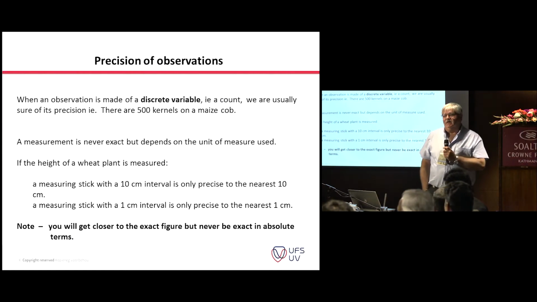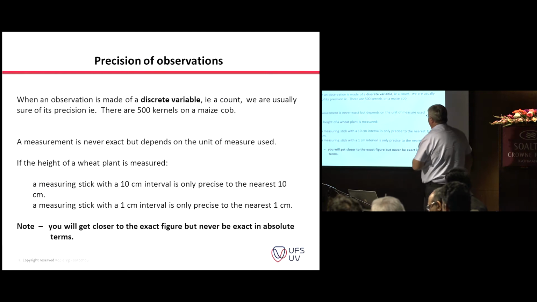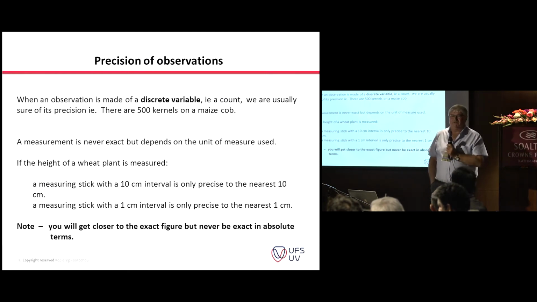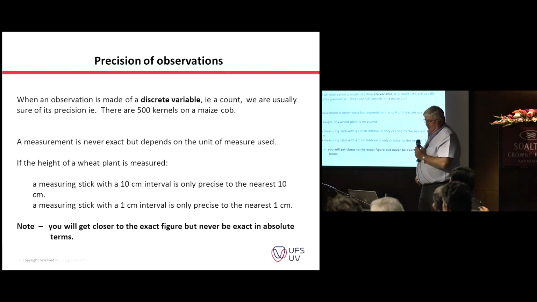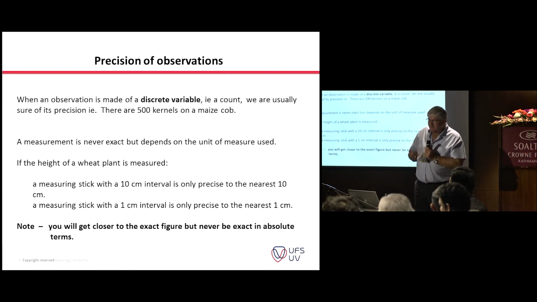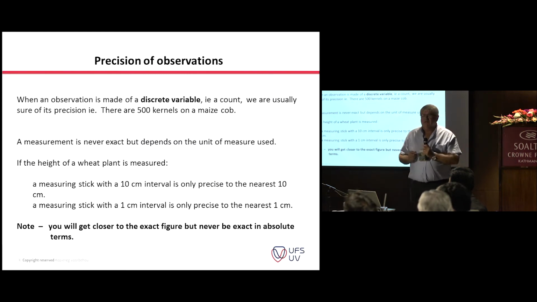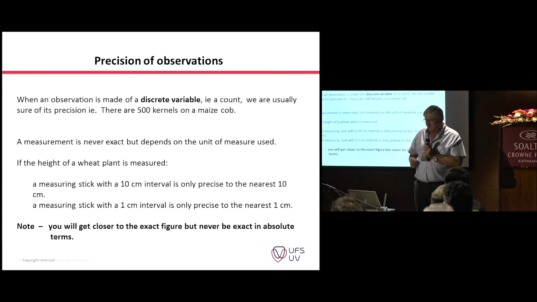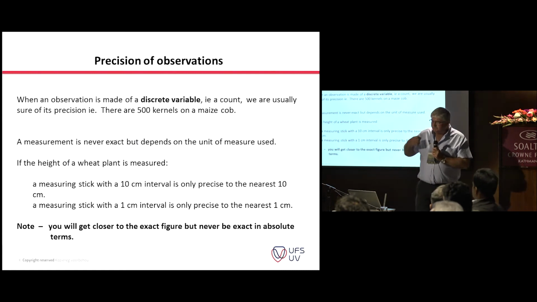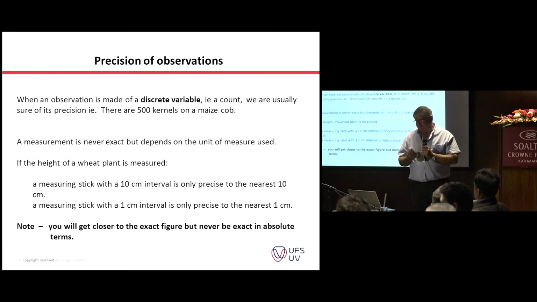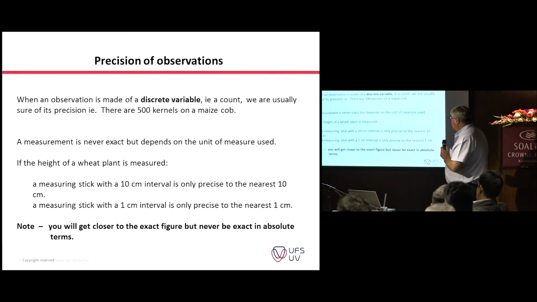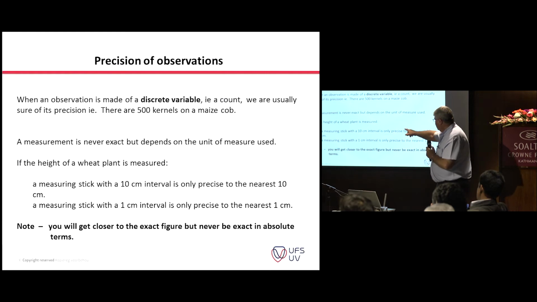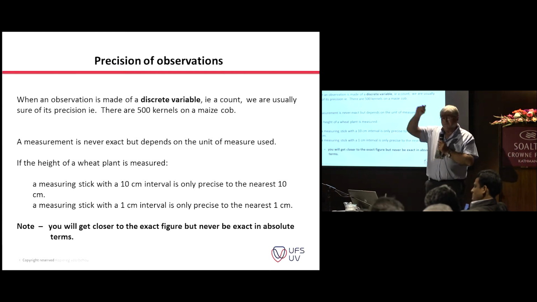The other thing that we want to be careful of is that when we go and measure, we are precise and we are accurate. And we need to be aware of error. When an observation is made of a discrete variable, for example a count, we're pretty sure it is precise. I did a count earlier, there are 32 people in this room. Okay, I can do that fairly accurately. When it comes to a continuous variable, we need to be aware that we can pick up error. So I'm going to go and measure the heights of wheat plants, and I take a measuring stick, and the measuring stick has got 10 centimeter intervals on it.